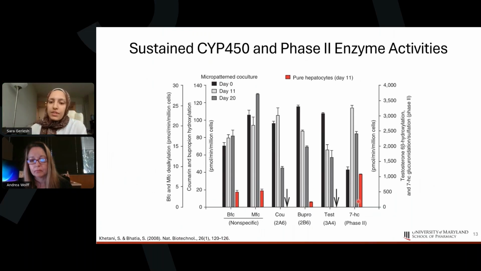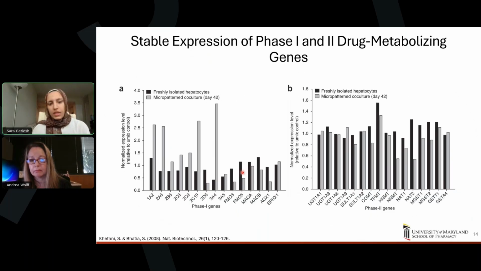Next, they retain the activity of phase 1 and phase 2 enzymes for a longer period of time, up to 20 days, as shown here in the gray bars, compared to pure hepatocyte culture of just 11 days, as shown by the metabolism of, these are the metabolites of the test drugs. And also they express liver metabolizing enzymes, also phase 1 and phase 2, for a longer period of time compared to hepatocytes. So this all shows that they are metabolically competent.